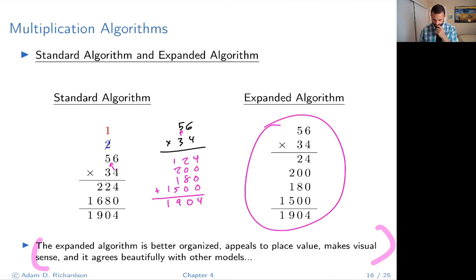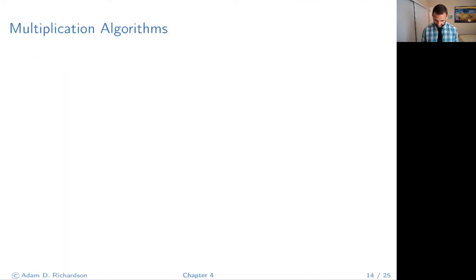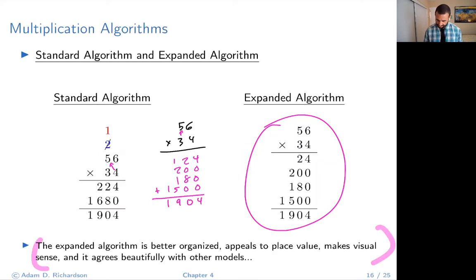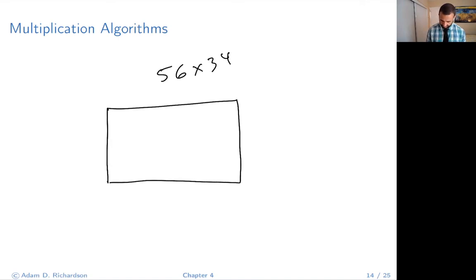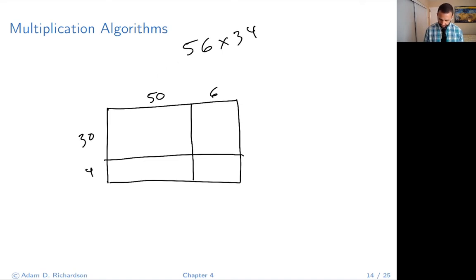Let's see, I think I have some space back here. Let's look at this 56 times 34 again, and let's just use the area model for a change. I'm going to do the same thing I did before. I'm just going to split it up by place value because it's a nice natural partition. So I'm going to say 56 times 34. Let me move this out of the way a little bit, turn it a bit. There you go, 56 times 34.